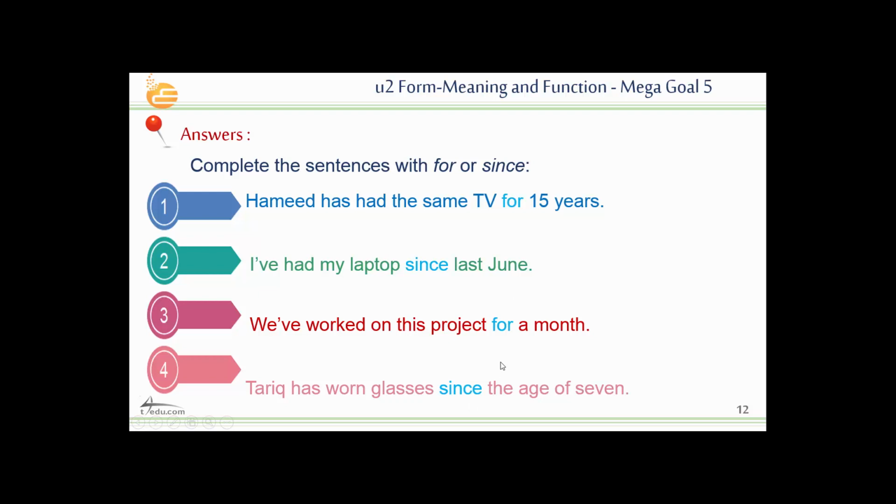What about if I want to ask about the duration here or the time here? What can I say? I can say: How long has Hamid had the same TV? How long have I had my laptop? How long have we worked on this project? How long has Tariq worn glasses? Okay?